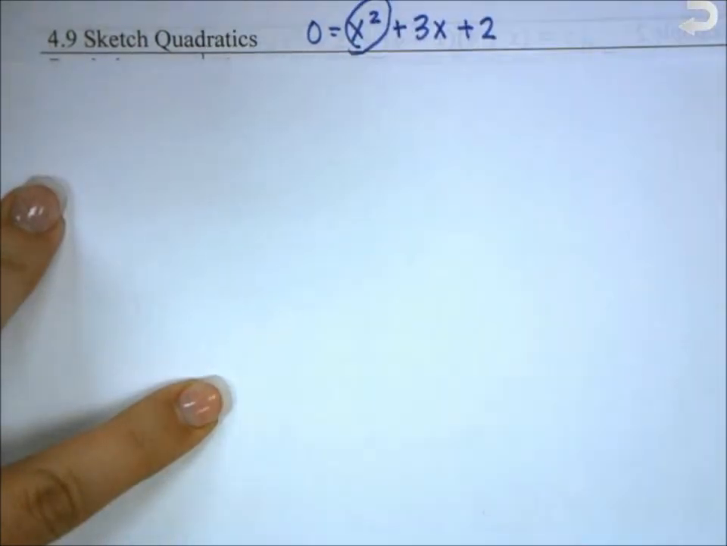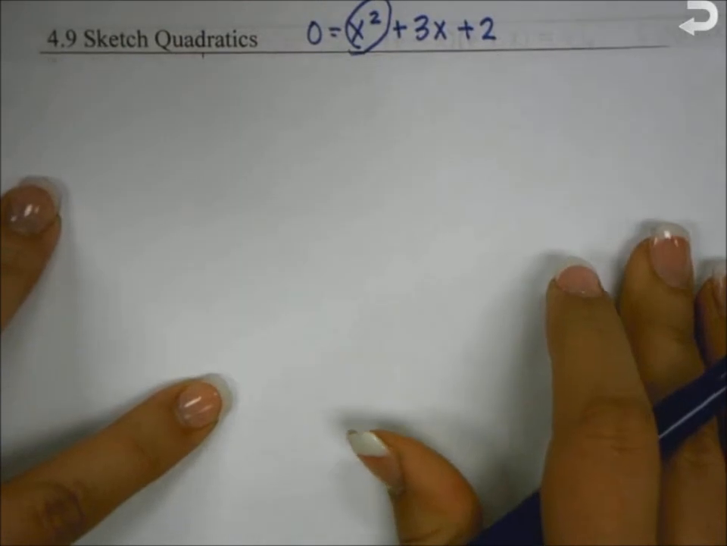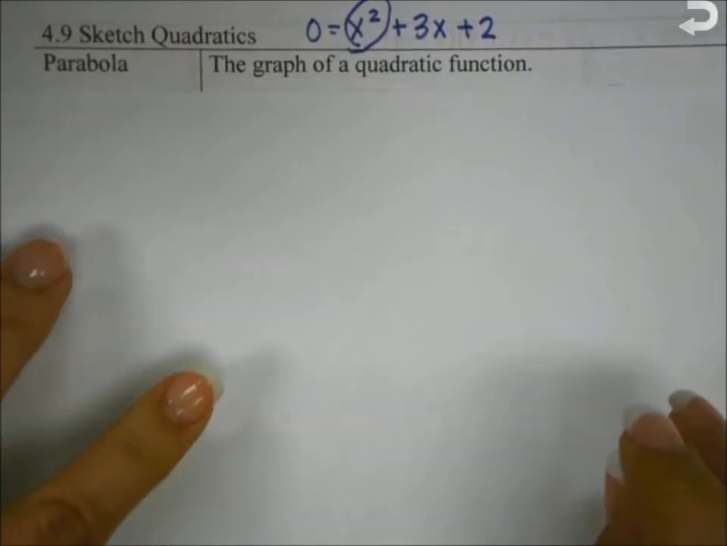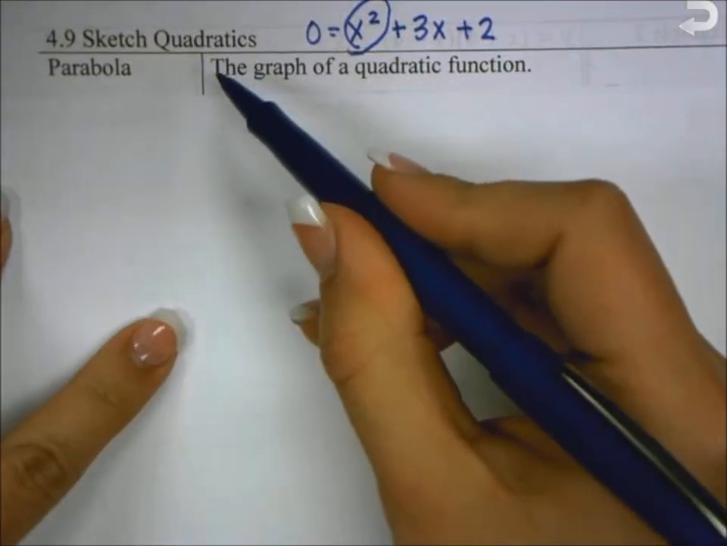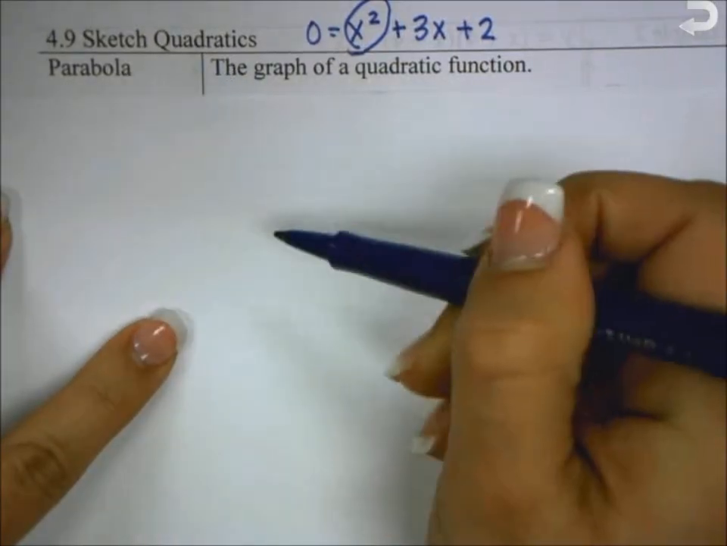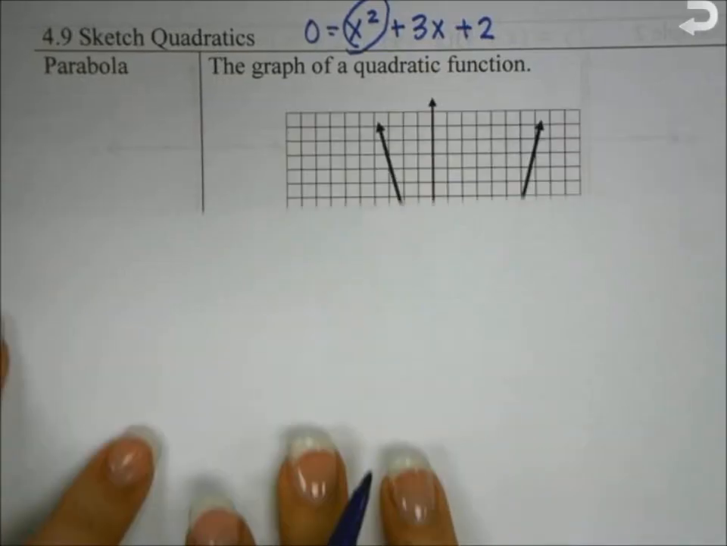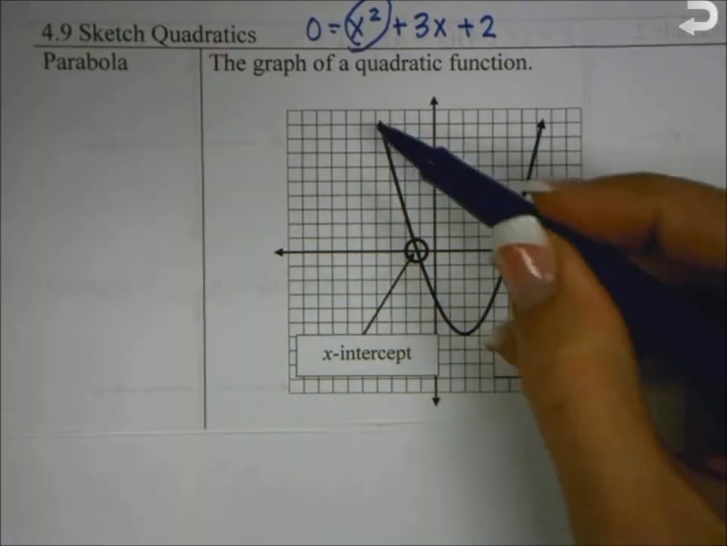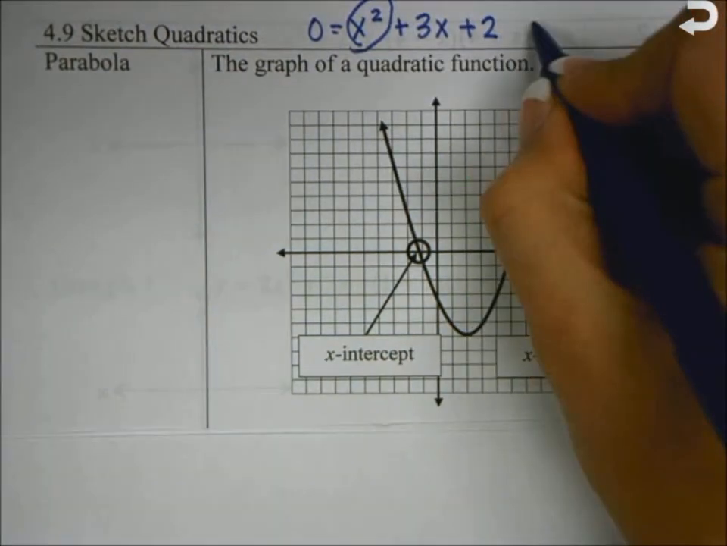Now we're actually going to sketch these things. The first thing we have to know when we're sketching them is what the graph is called. In terms that have the x squared, the quadratic equations, our graph is called a parabola. So the graph of a quadratic function is a parabola, and this is what it looks like. Now, a parabola is U-shaped.